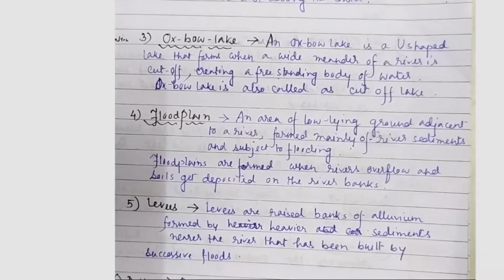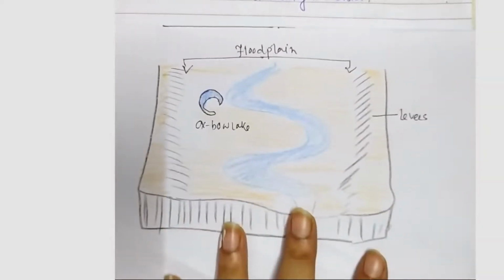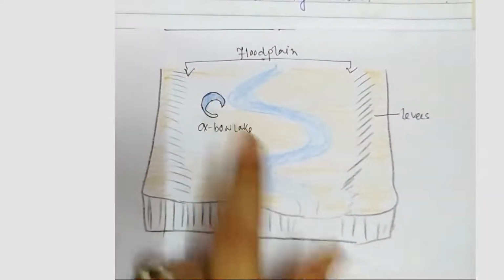The next landform is the oxbow lake. An oxbow lake is a U-shaped lake that forms when a wide meander of a river is cut off, creating a freestanding body of water. An oxbow lake is also called a cut-off lake. Remember, due to continuous erosion and deposition along the sides of the meander, the ends of the meander loop come closer and closer. In due course of time, the meander loop cuts off from the river and forms an oxbow lake. Look at the diagram. So this one is the oxbow lake.